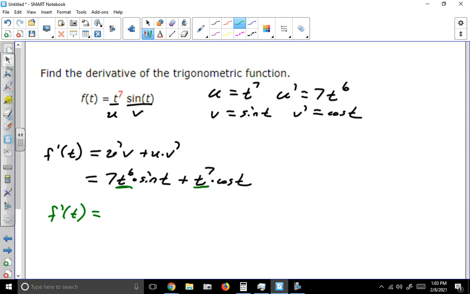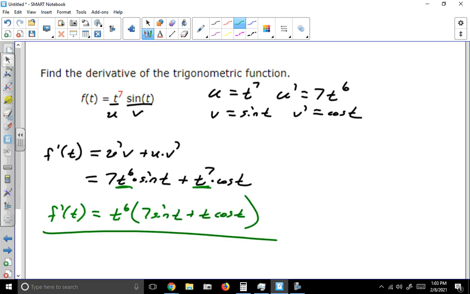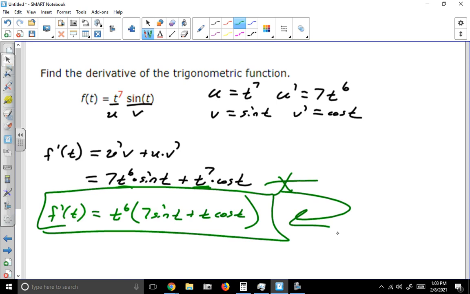Both terms have at least t to the 6th in them, so we can take a t to the 6th out front. That'll leave 7 times sine for the first term. And if we take t to the 6th out here, we're left with a t times cosine. So that's our derivative using our product rule. At this point, we just simplify by taking out the common factor.